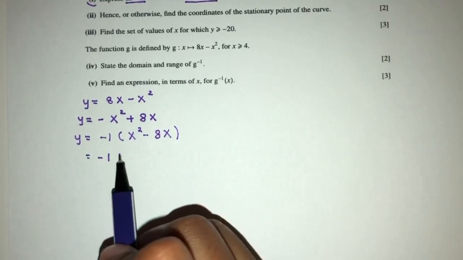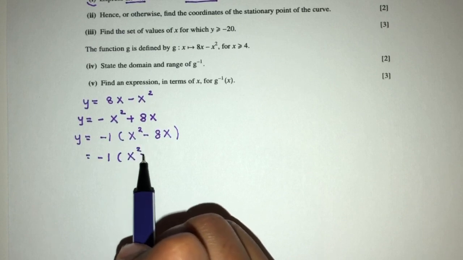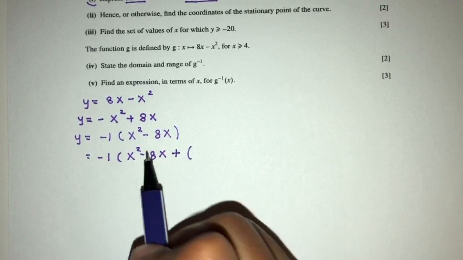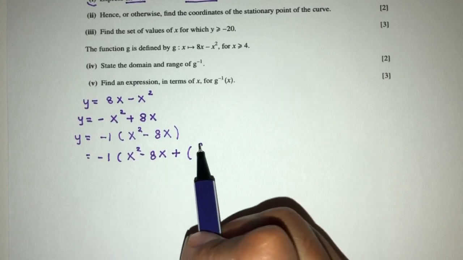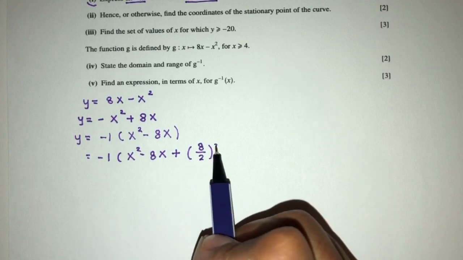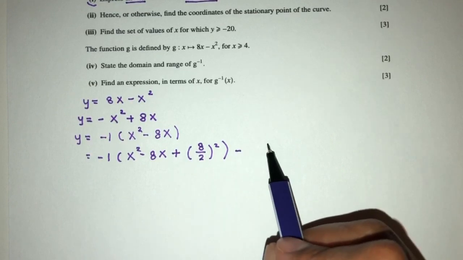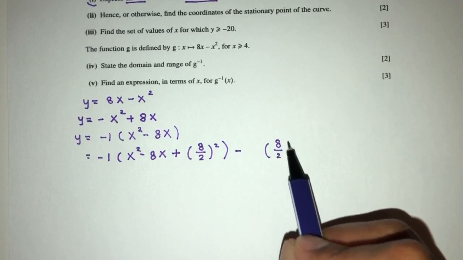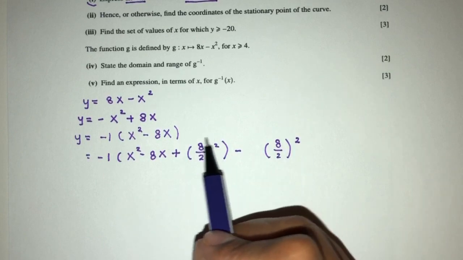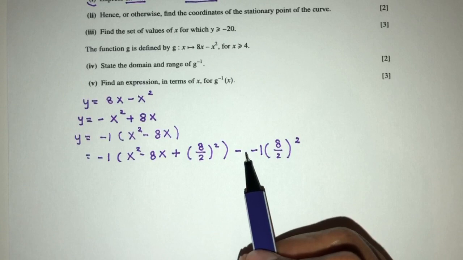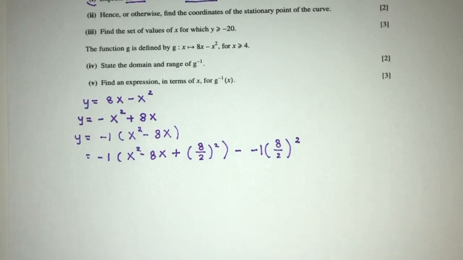You have minus 1, and here we have x squared minus 8x. Here we have to add a value. The value will be 8 divided by 2, squared. Now, when you add something, you also have to subtract the same value, so minus 8 over 2 squared. Because it was inside the bracket, we also have to multiply it by minus 1. That makes sense, right?